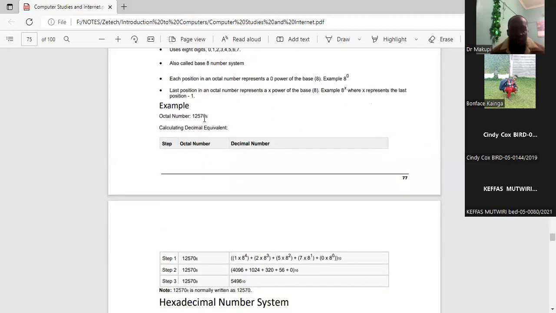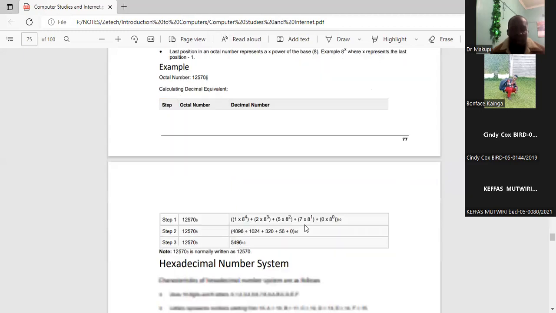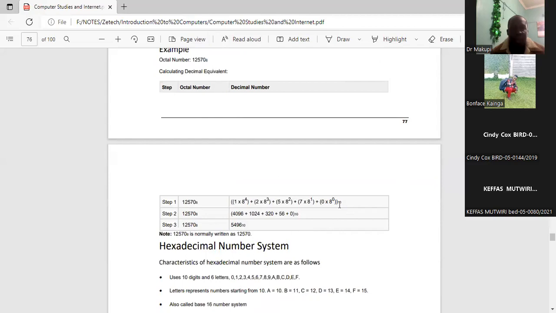So that you can see 12,570 base 8. That tells you, as soon as you see 8 below as a subscript, that this is an octal number. You are told again to convert this octal number to its equivalent decimal number. So what you do is, again, you multiply by increasing powers of 8, just the way you do it in binary numbers. So for this one, 12,570 base 8, I want to change this one to decimal. I just multiply this 0 by 8 raised to 0 times that, like that.